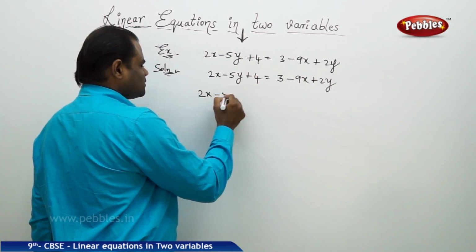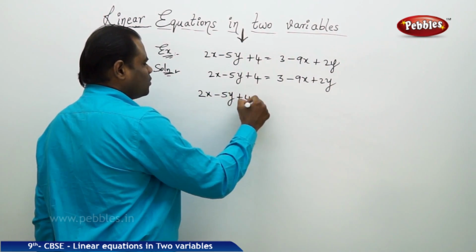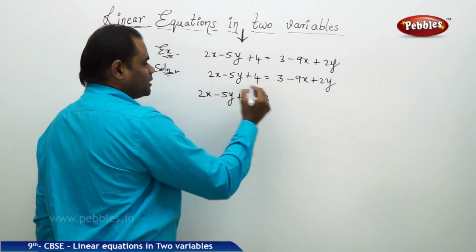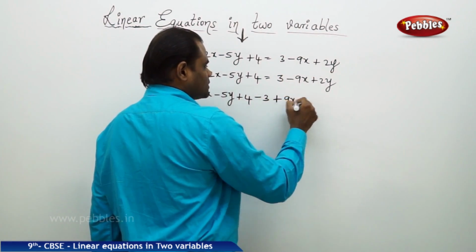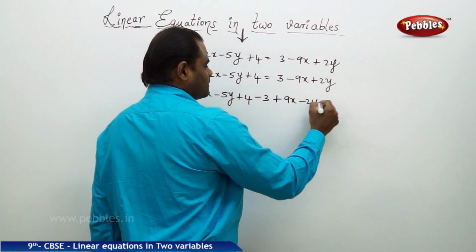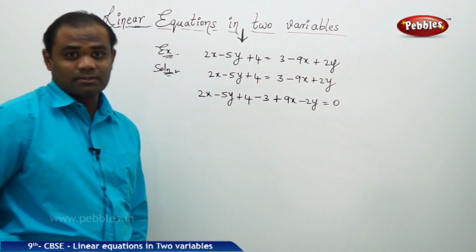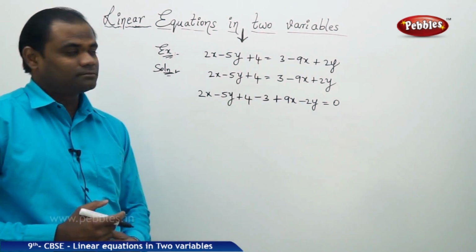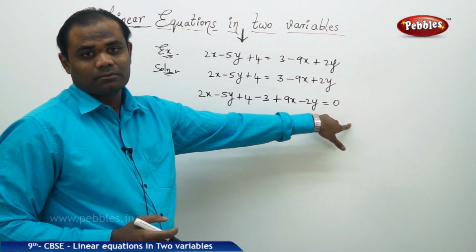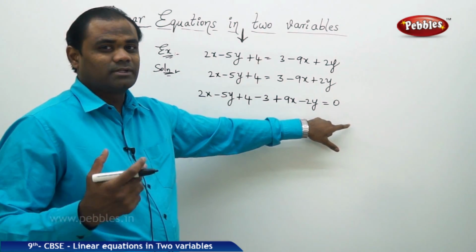So 2x minus 5y plus 4, plus 3 when I bring it to the left is minus 3, minus 9x when brought to the left is plus 9x, plus 2y to the left is minus 2y, equals 0. So I have all the terms on the right brought to the left, equating to 0. A linear equation is always equated to 0.